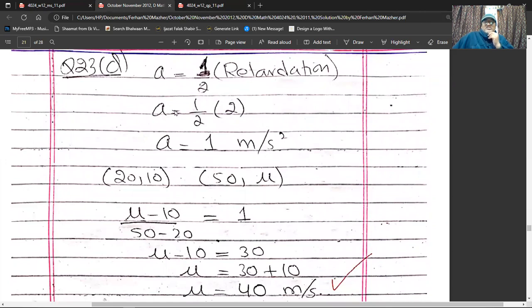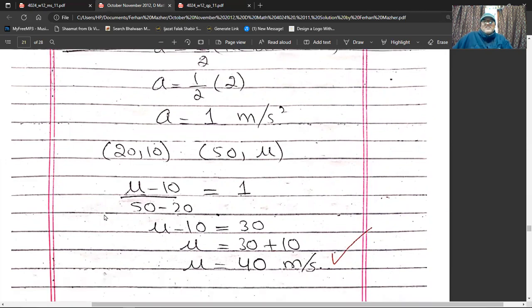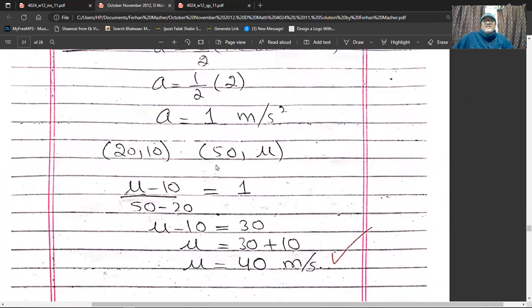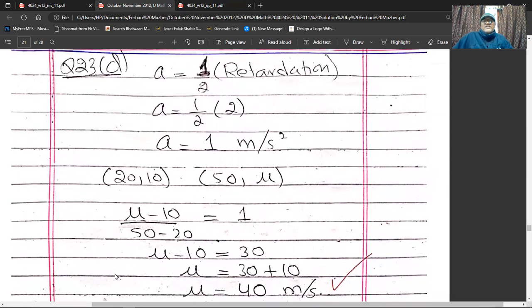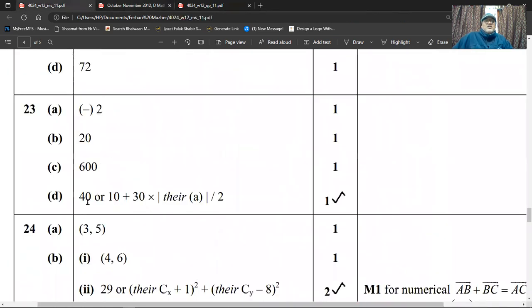Acceleration is half the retardation. So retardation was 2, so acceleration will be 1/2 of the 2. That will be 1 meter per second squared. I've taken 2 points on that line, (20, 10) and (50, u). So I want to find the value of u. I know the value of the acceleration, that is 1. So (u minus 10) divided by (50 minus 20) is equal to 1. So u minus 10 will be equal to 30, because 30 multiplied by 1 is 30. This minus 10 will go to the other side, it will add. So u will be equal to 30 plus 10, and that will be 40. So the u value will be 40 meters per second. 40 meters per second is the right answer.